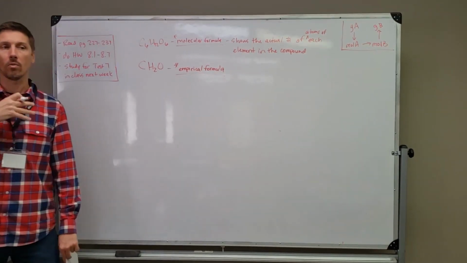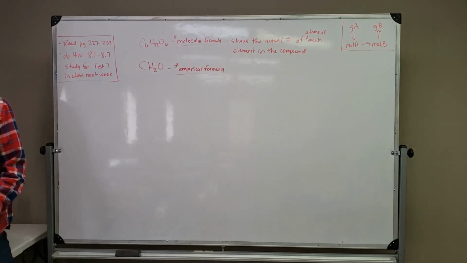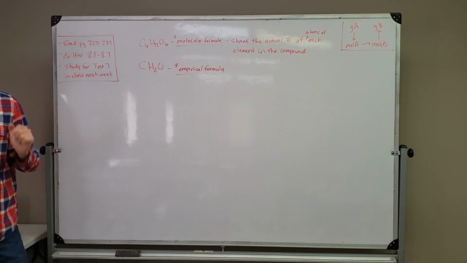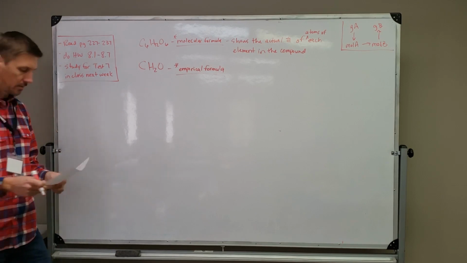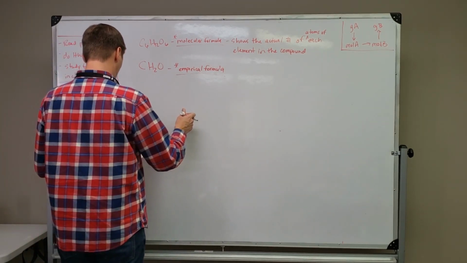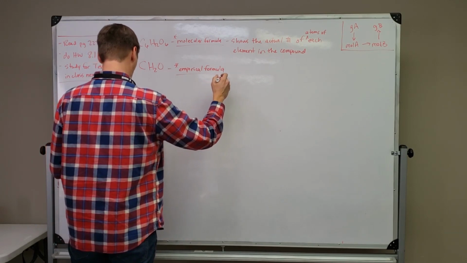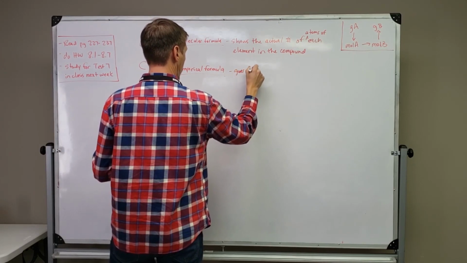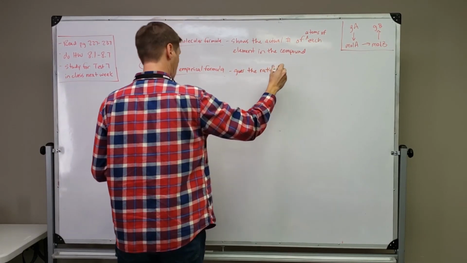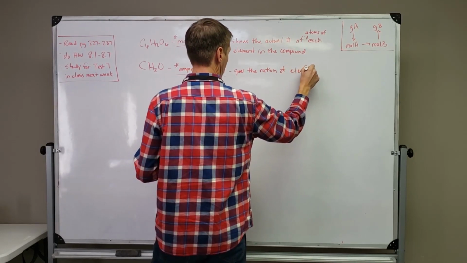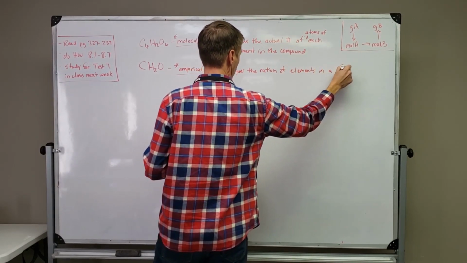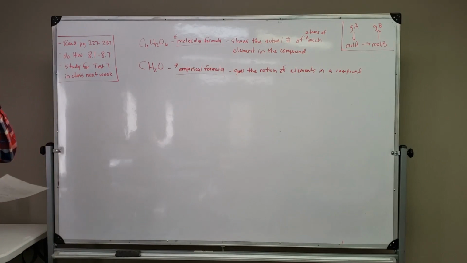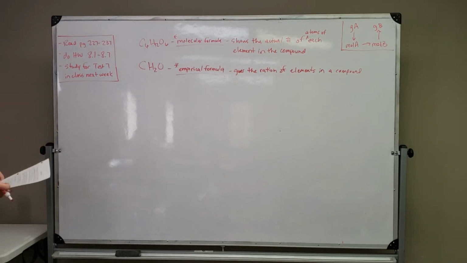Just to be clear, that is not what the molecule actually looks like, right? The molecule itself has 6 carbons, 12 hydrogens, and 6 oxygens. This formula just represents the ratio of those elements within the compound, okay? So the empirical formula gives the ratio of elements in a compound. All right, it tells us that there's twice as much hydrogen as there is carbon, twice as much hydrogen as there is oxygen.